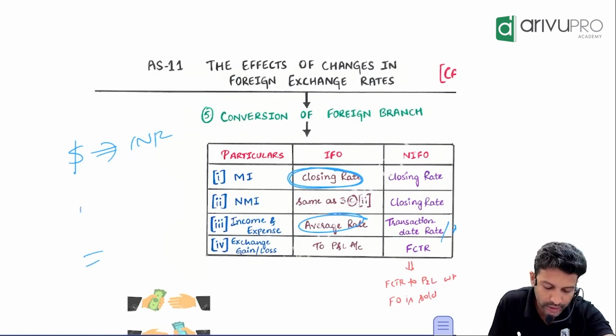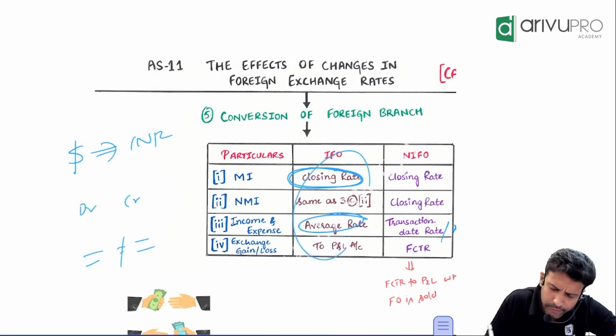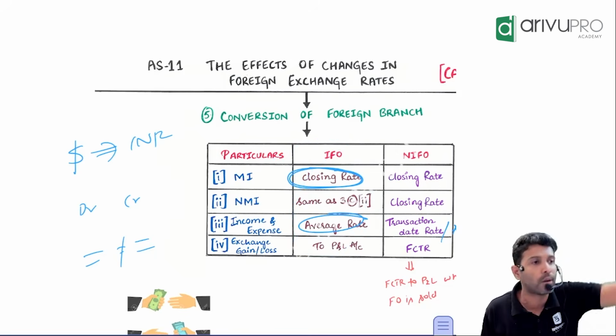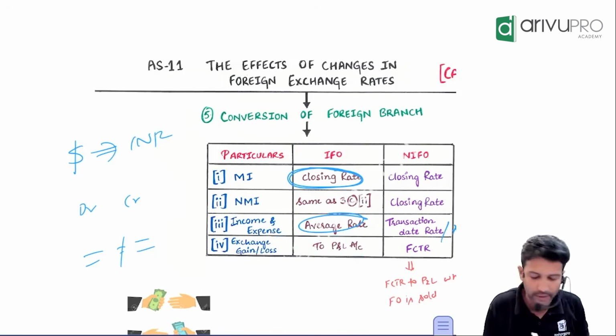Do you think the debit side total and credit side total of the trial balance will match or not? It will not match. Why? Different components are getting converted using different rates. So the trial balance will not match. There will be a difference. That difference you transfer to P&L.